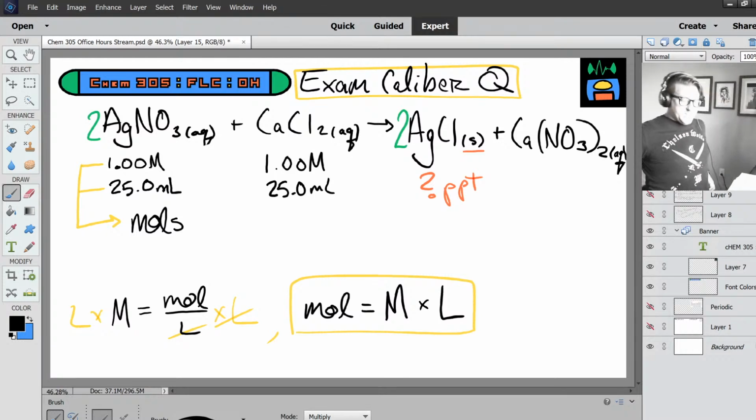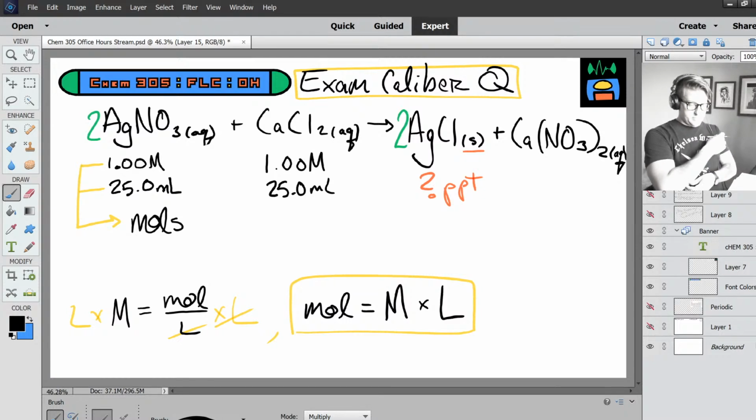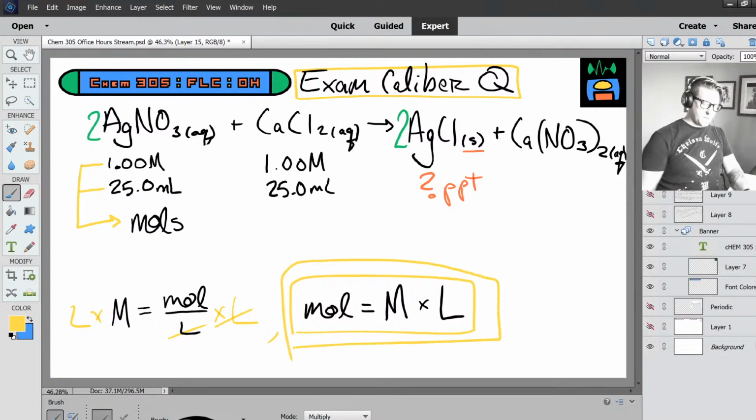So this is a limiting reactant problem, right? We're given an initial quantity of both silver nitrate and calcium chloride. So we need to calculate how much precipitate could be made from silver nitrate, how much could be made from calcium chloride, and then whichever one's smaller, that'll be our theoretical yield. And again, what allows us to get there is this rearranged equation of molarity. Moles of solute are equal to your molarity times your volume in liters.